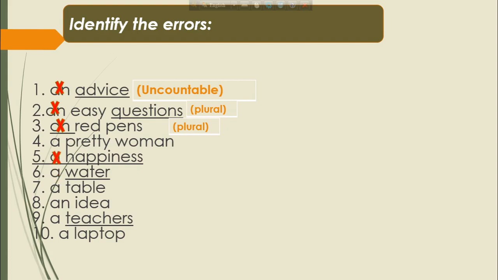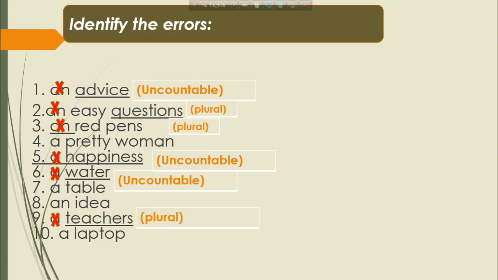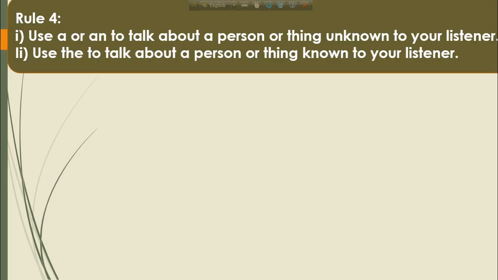Number 5 is incorrect because happiness is an uncountable noun. So water is also incorrect. Number 6 is also incorrect because water is an uncountable noun. We don't use A or AN before uncountable nouns. Number 9 is also incorrect because teachers is a plural noun.